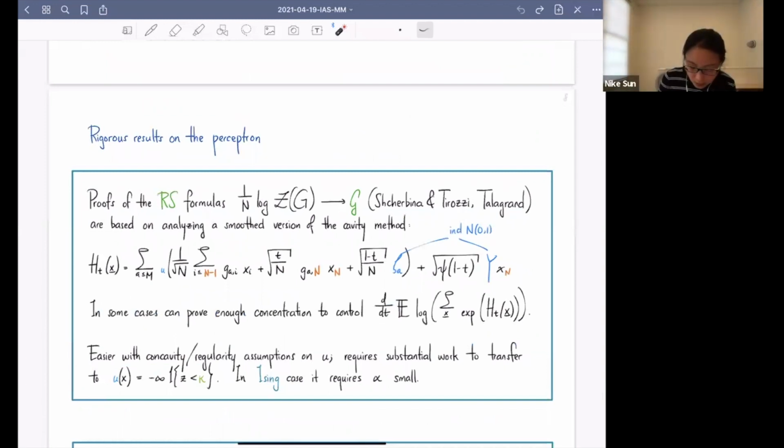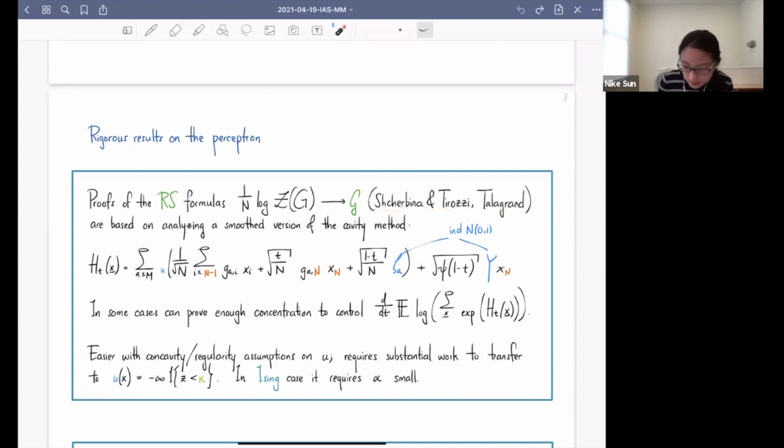So the proofs of the replica symmetric formula, the fact that this volume converges to the replica symmetric formula. These are in the spherical setting, and then this is in the Ising perceptron for nice U or for small alpha. These proofs are quite difficult, and they're based on a smooth version of the cavity method.